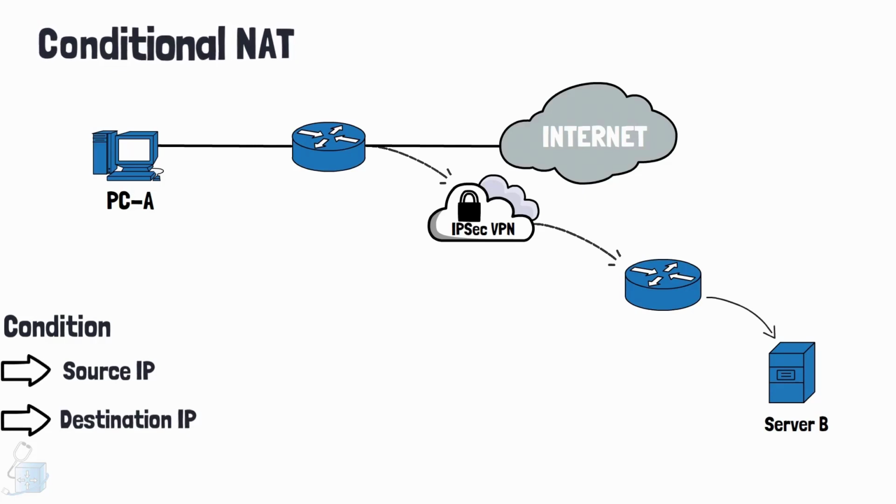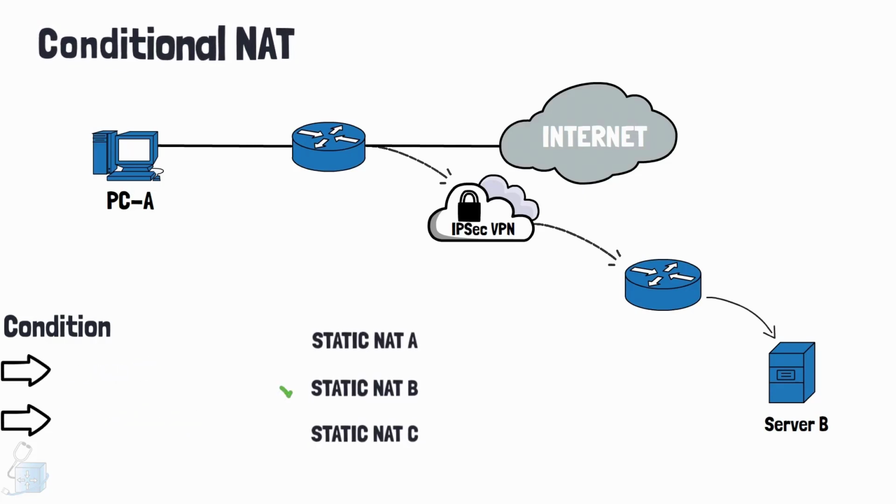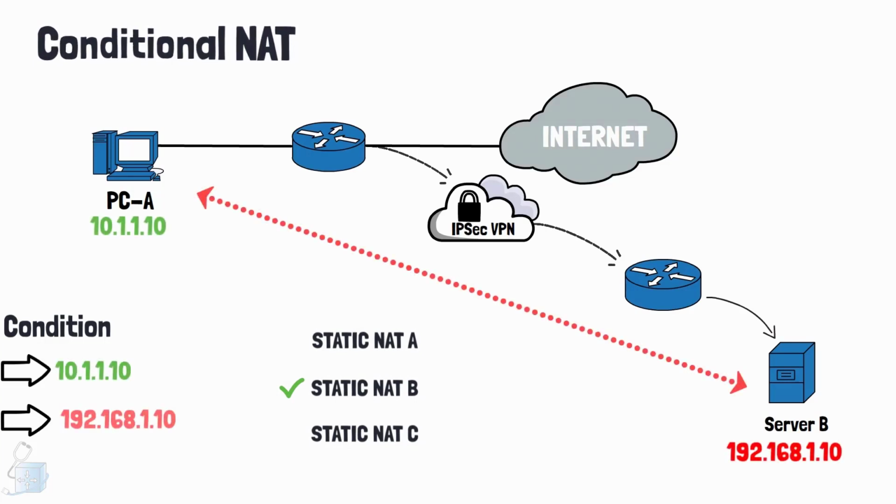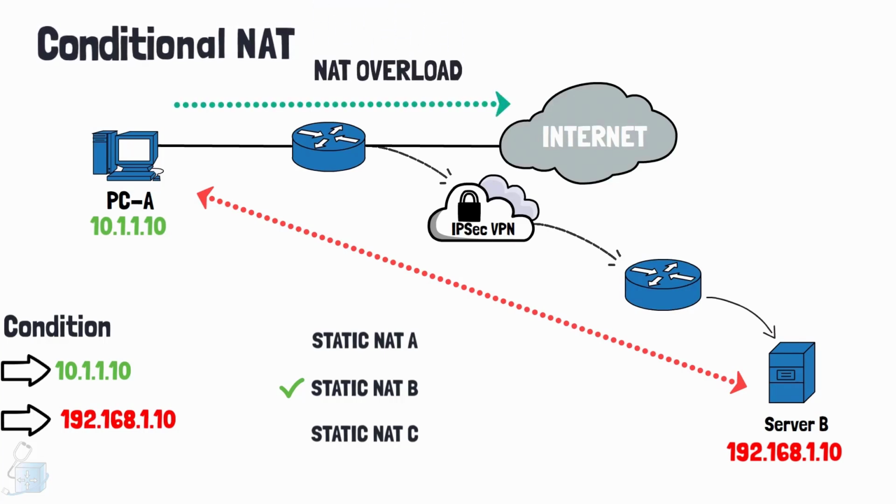For example, you want a specific static NAT statement to trigger when PC A is trying to talk to server B. For the rest of the traffic, you may want to trigger NAT overload for traffic going towards the internet for PC A. Now, this can well be achieved by leveraging conditional NAT with user route maps. This is exactly what we will focus on in this lab with a real-world example.